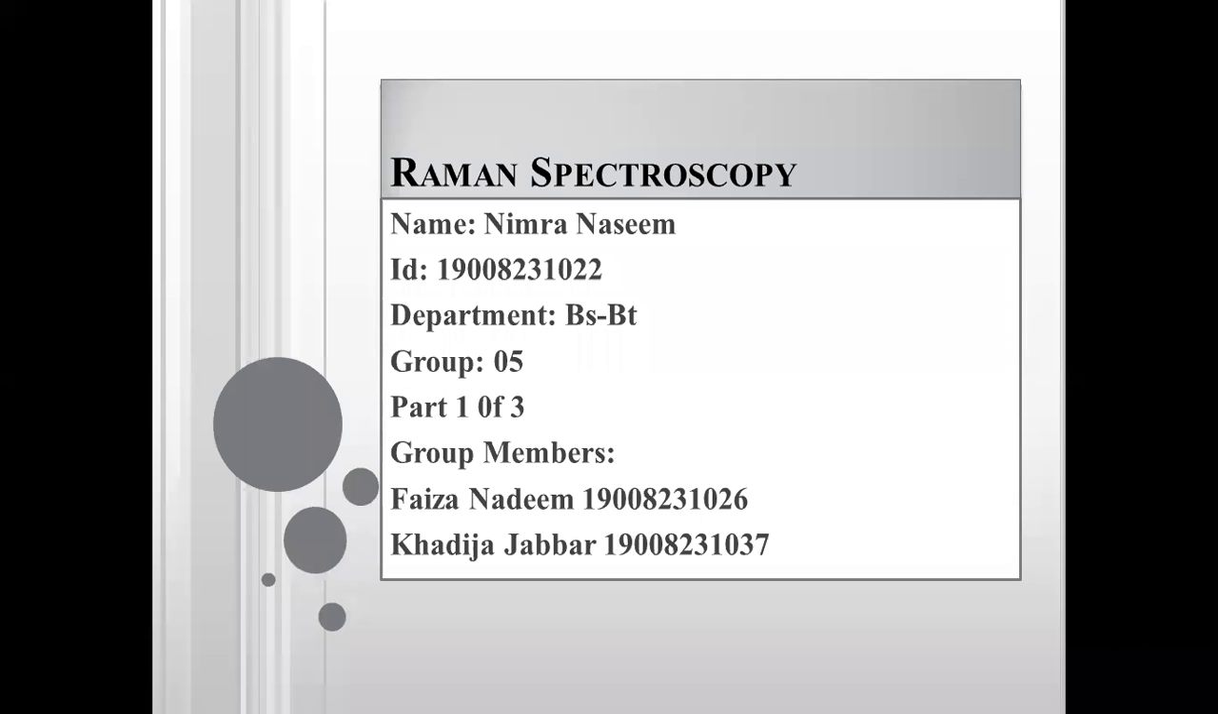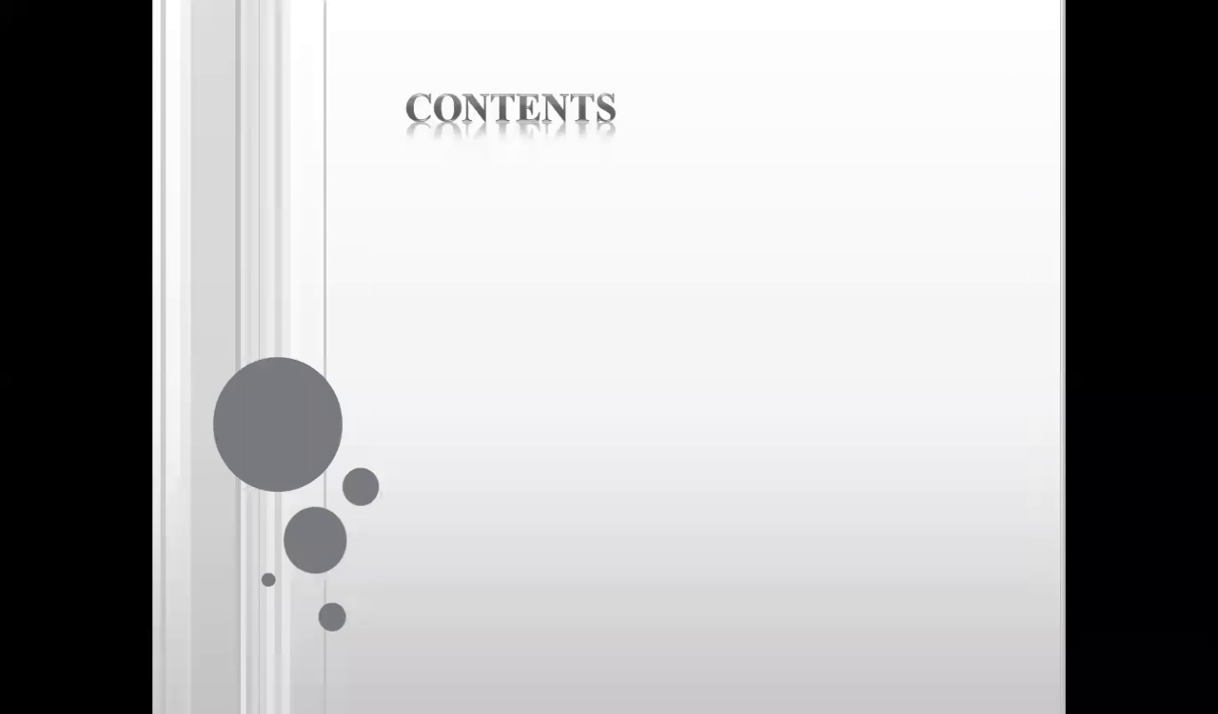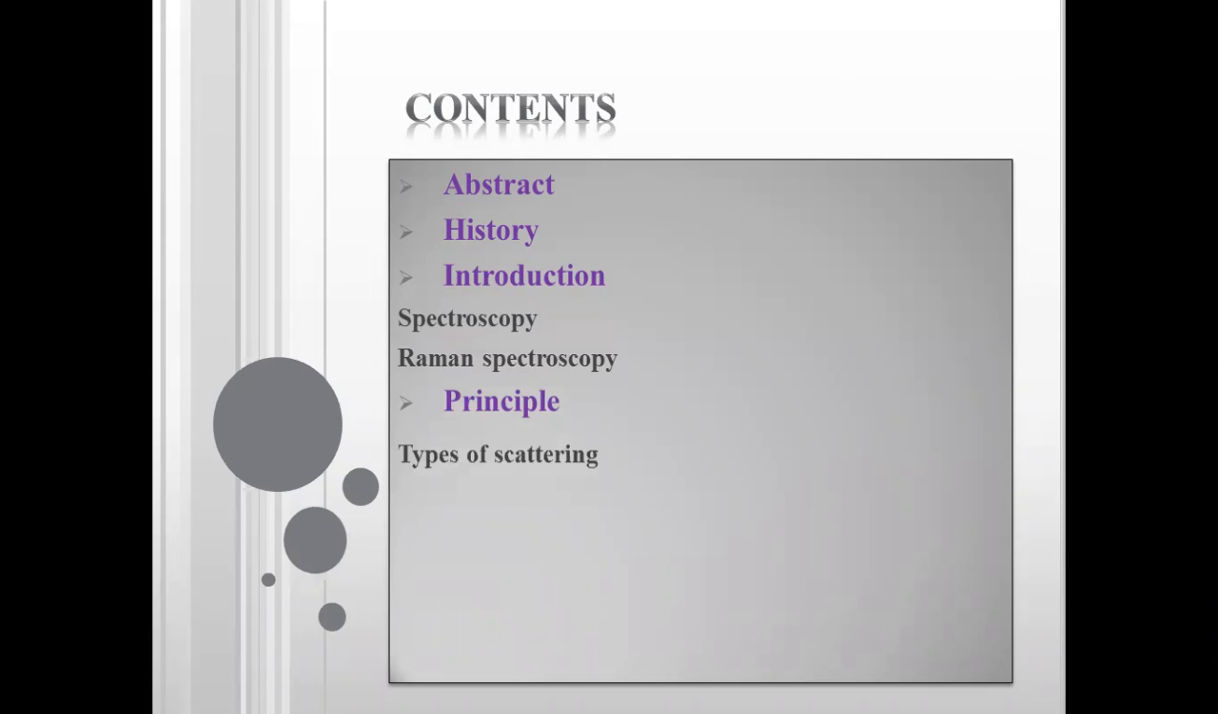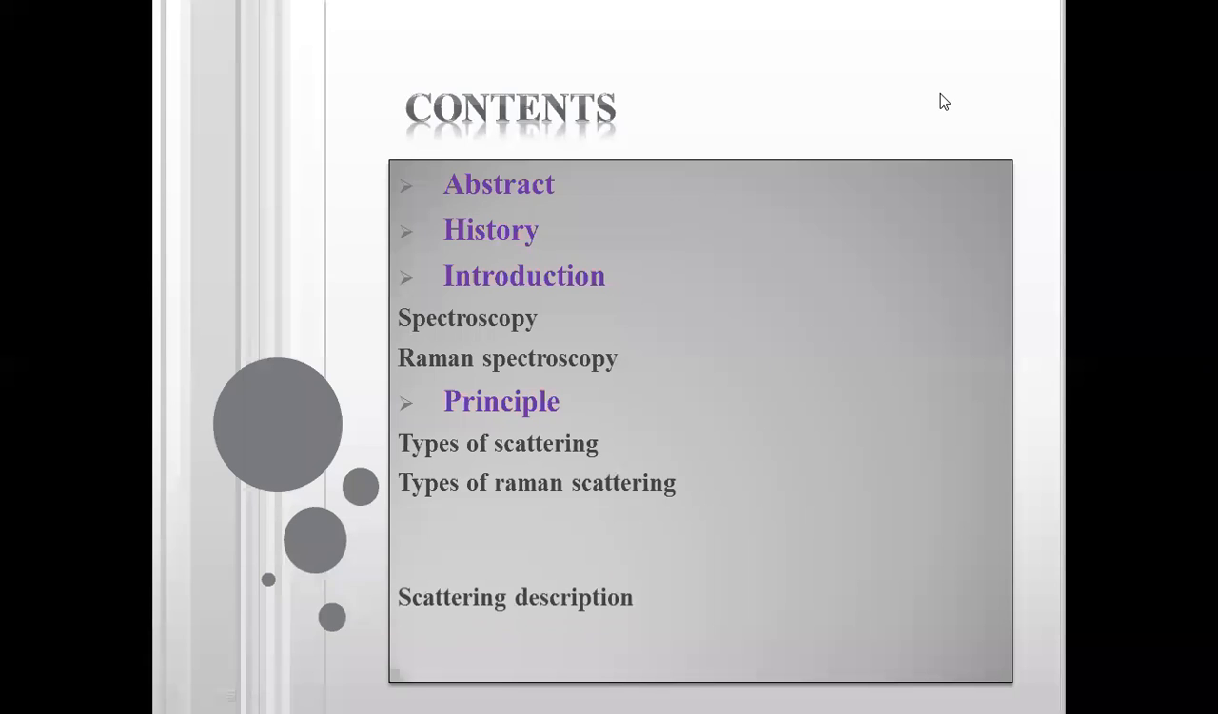I am here to present the topic of my presentation, which is Raman Spectroscopy. So, first of all, let me show you the contents of my presentation. First is abstract, then history, then introduction, then principle. In principle, we will talk about the types of scattering. Then types of Raman scattering, then scattering description, then Raman spectrum lines, then Raman shift, and at last conclusion.